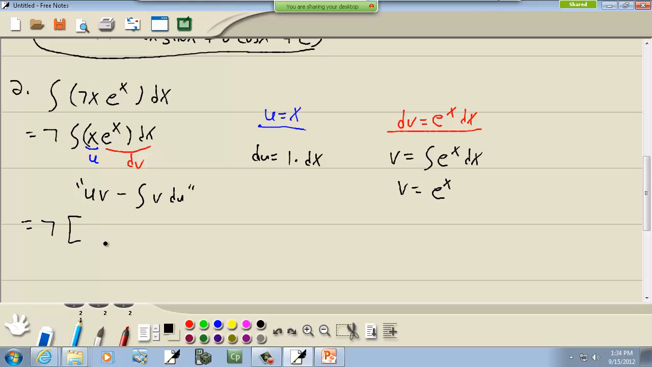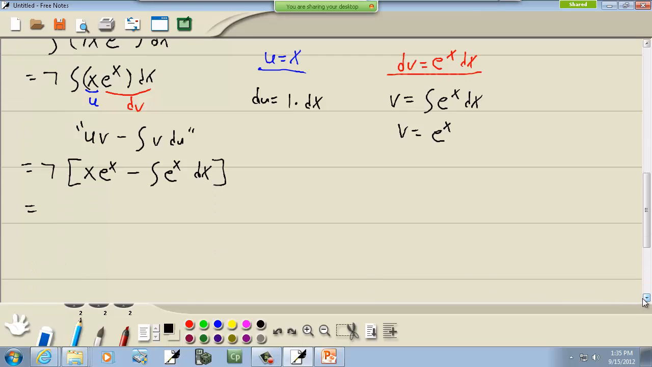7 remains out in front. And I put a bracket because it has to be times everything that follows it now. Well, u is x. V is e to the x minus the integral of v, which is e to the x, and du, which is dx. Oh yeah, this one's a lot simpler. Okay. Now, the integral of e to the x is e to the x. I'll put my plus c on now that I've done the last integral.